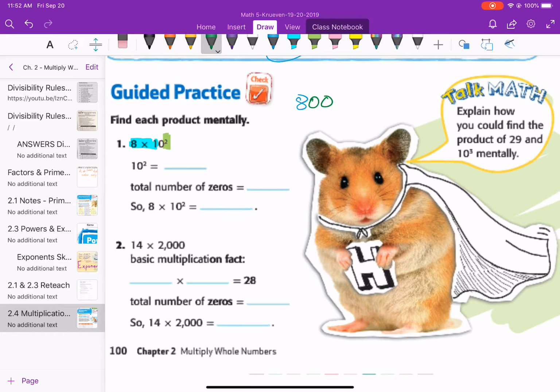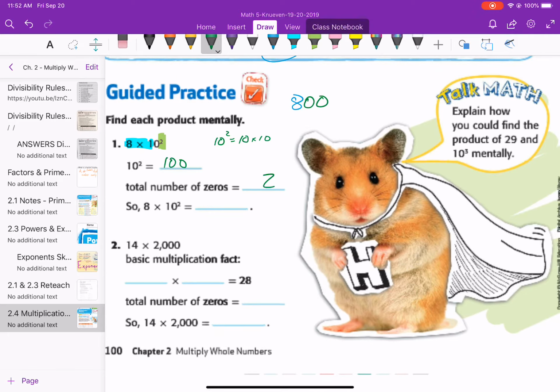So that's how I mentally just look at this. But if we broke down actually what 10 squared is, well, 10 squared is 10 times 10, right? Well, the total number of zeros in 100, well, there are 2. So I'm going to have my basic problem again, 8 times 1 is 8. And then I have 2 zeros in my exponent here. So I'm going to have 800 as my answer.